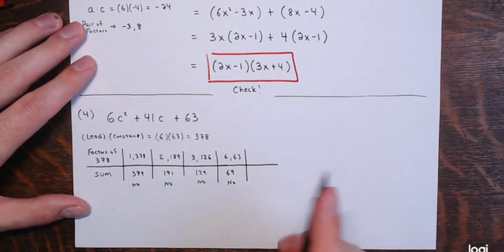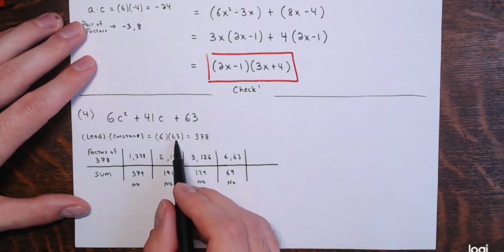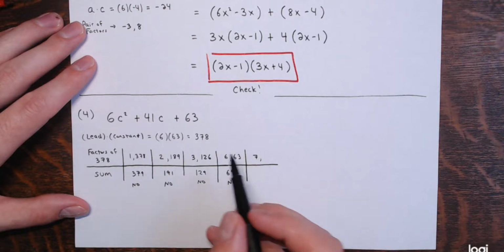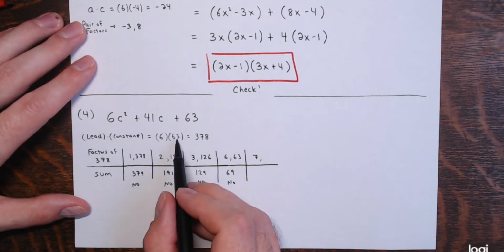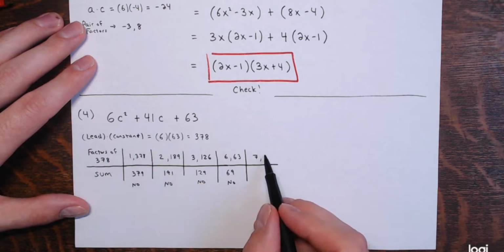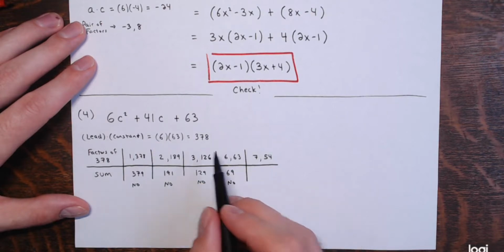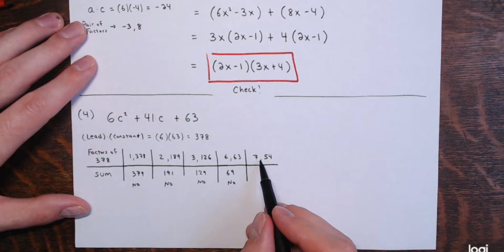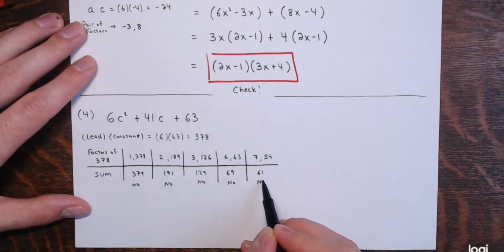Let's see. Now 7 goes into 63, so 7 is a factor. This is 7 times 9. All right, so 9 times 6, 54. 7 times 54 would be 378. And these add up to 61. So still smaller, but not quite there.